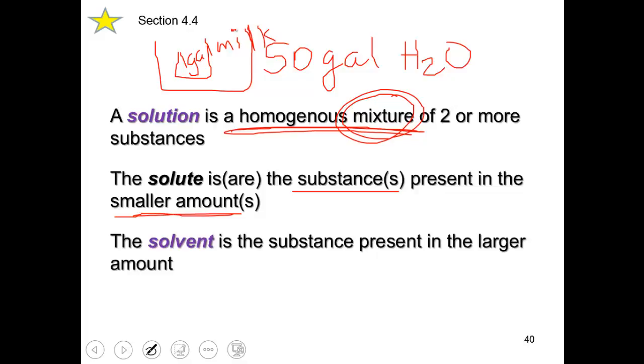But what if you had 1 pound of table salt and you put that into 50 gallons of water? Some books will use the definition that the solute is the chemical that is being dissolved. So in this case, the sodium chloride is being dissolved, and the solvent is the chemical that does the dissolving. So there's two different definitions for that.